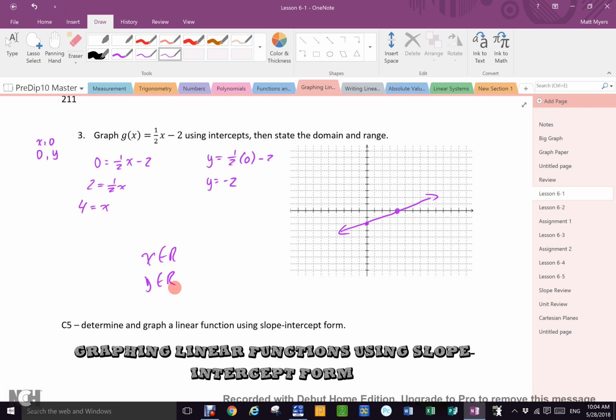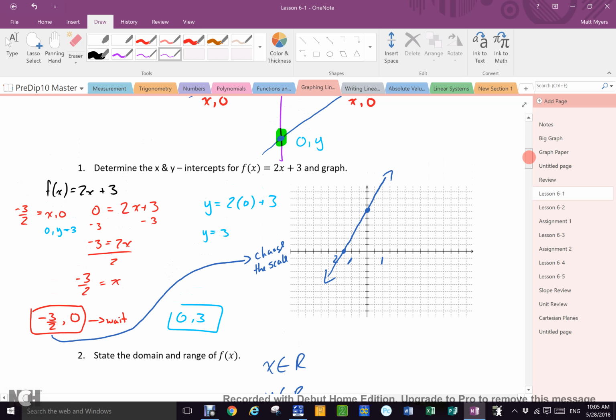Everybody's done, yeah? Everybody has a dot at 0, 4, or 4, 0 and 0, negative 2, yeah? Everyone is good. Yes? Hold on, I'm kind of there. Got the x equals 4, but the y is not. Everyone is good? Yep. All right. Let's look at a couple of things in the two things we did.